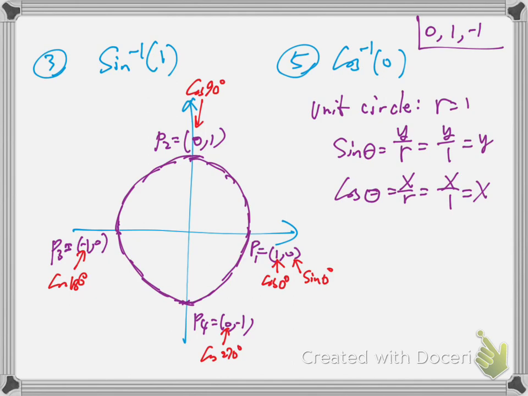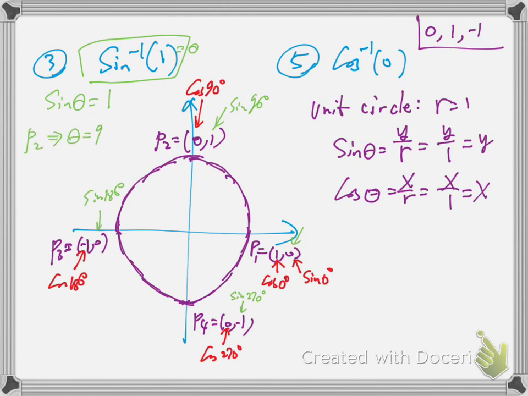Now let's change to green color. This is sine 0, we already wrote it down. Now this will be sine 90, this is sine 180, and this is sine 270. That's how we find the inverse trig function, the angles for 0, 1, -1. So for number 3, we need sine inverse of 1. That means if this is angle theta, sine theta is 1. Which one gives us sine theta is 1? 90 degree, right? We use point P2, that gives us theta is 90 degree.